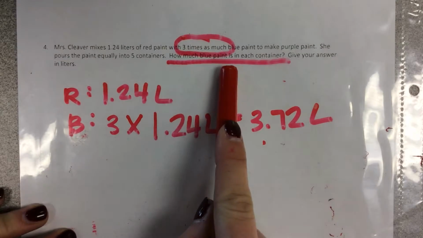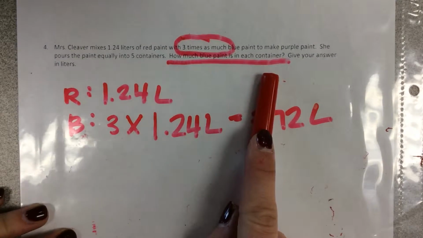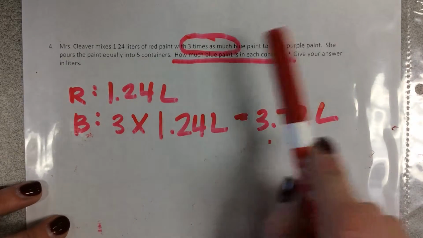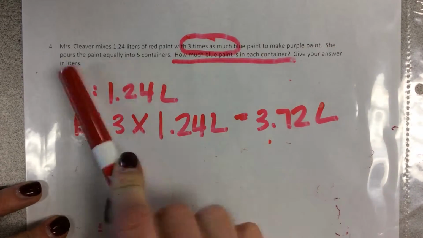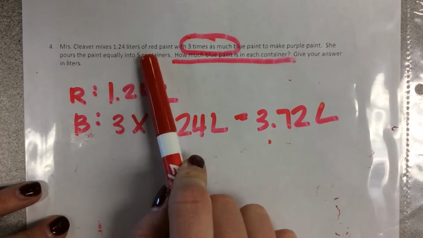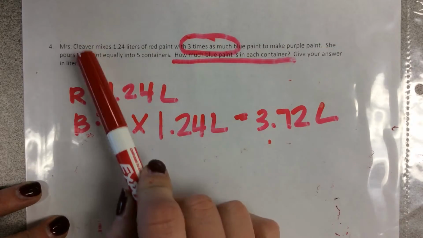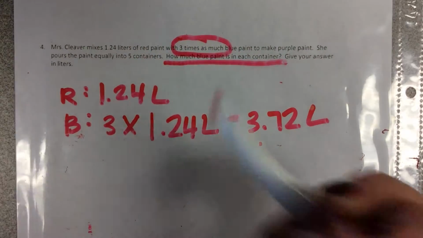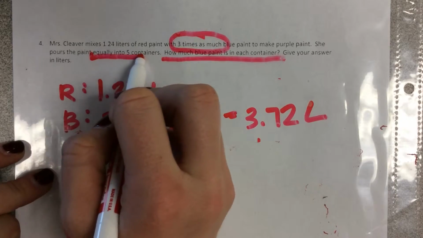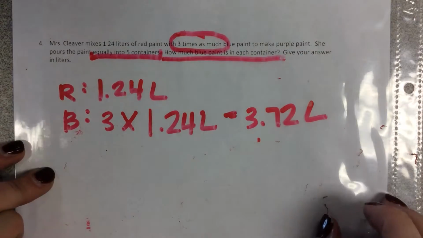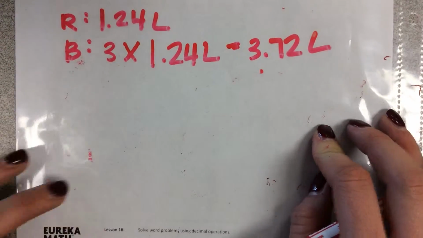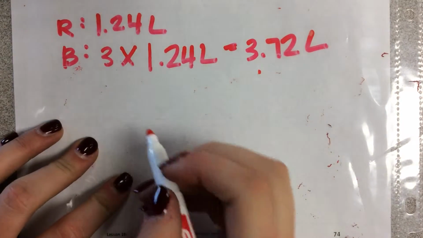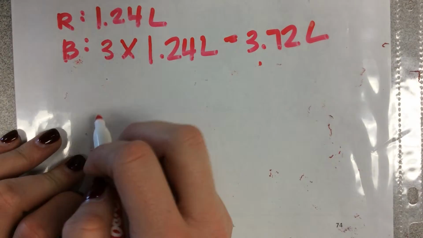No, it says how much blue paint is in each container. Okay, so let's go back. So she's pouring this paint that she makes equally into 5 containers. When I see that, taking a whole number and dividing it equally into 5 containers, I know we're going to divide. So let's draw that tape diagram, because that's what we're using to solve these problems today.